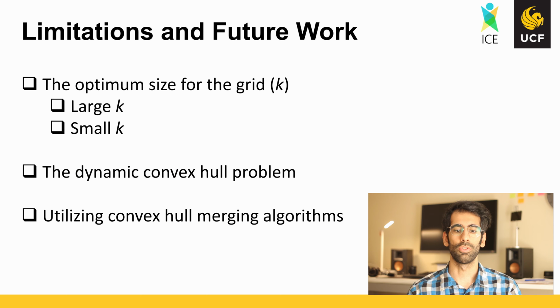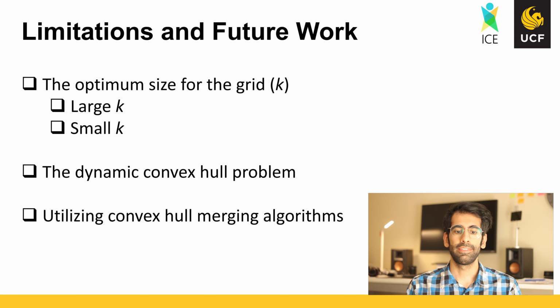There are some limitations to our work. For example, finding the optimum size for K is one of the main limitations. We don't know what is the best number to choose for K. If we choose a large K, the performance will degrade because of the overhead of the algorithm. And if we choose a small K, the algorithm will not get to investigate the effects of changing the value of K in depth, and we want to find an algorithm to find an optimum value for K.